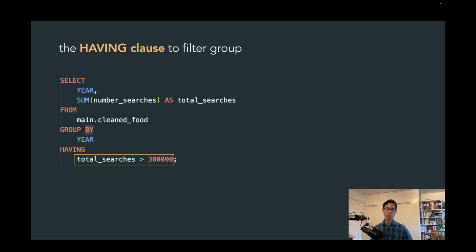Okay, so how does this work? Well, you can see that we have the aggregation here, SUM(number_searches) AS total_searches. And we want to have all the years where the total searches are larger than 300,000. But since we do group by year, for each year we use the HAVING clause instead. It is a condition to filter on after aggregation has been performed.